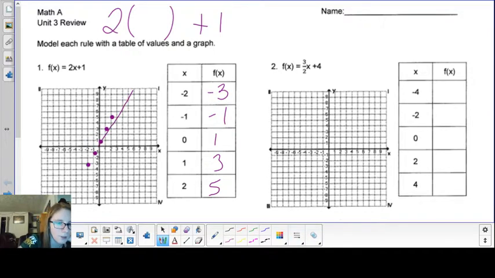And then we're going to go ahead and, oh, that was terrible. Let's try that again. Go ahead and connect our dots. Again, harder for me to do this on my computer.